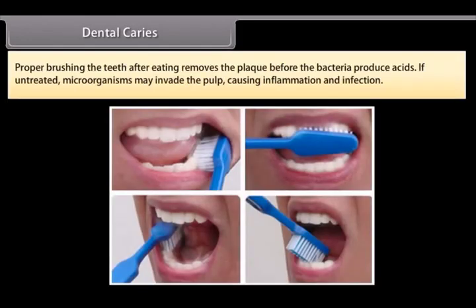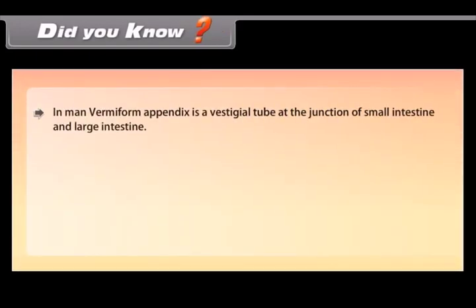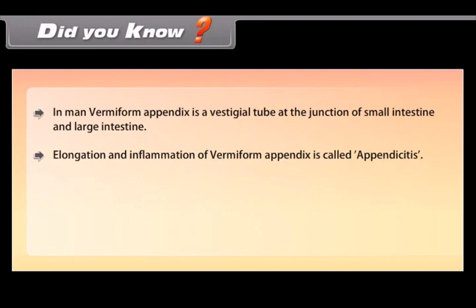Proper brushing of the teeth after eating removes the plaque before the bacteria produce acids. If untreated, microorganisms may invade the pulp, causing inflammation and infection. Did you know? In man, the vermiform appendix is a vestigial tube at the junction of small intestine and large intestine. Elongation and inflammation of the vermiform appendix is called appendicitis.